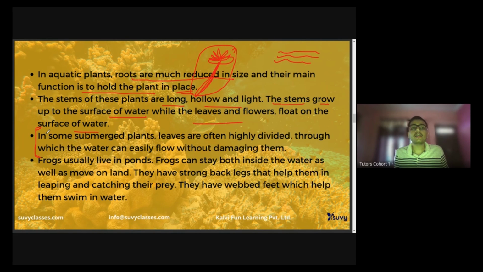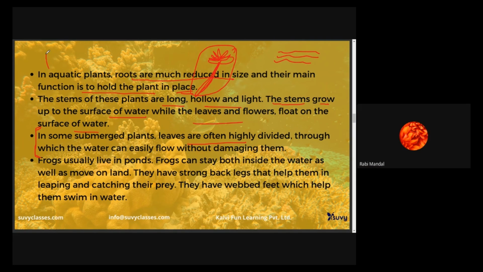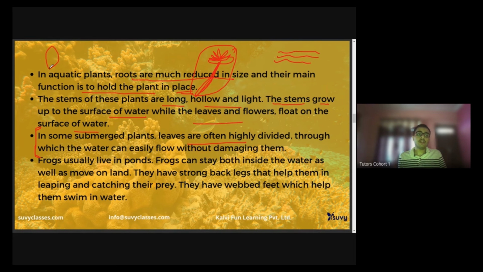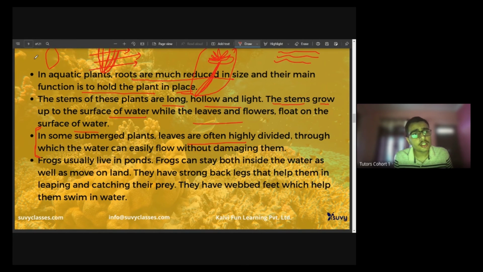Yeah. Very good. Okay. So in some submerged plants, leaves are often highly divided, through which the water can easily flow. For example, if I have an aquatic plant with a thick leaf, and another plant with very thin leaves but so many leaves, which will allow water to pass through easily? This one, obviously, because water will pass through the gaps. Whereas if water is flowing against this leaf, it will face some resistance. It will not easily pass because the leaf surface will not allow the water through.